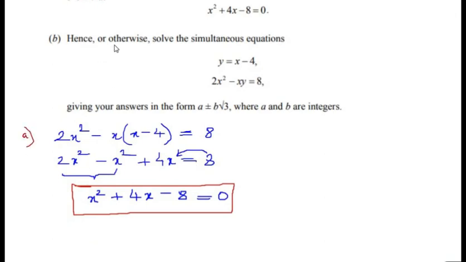Now let us look at part B. Hence or otherwise, solve the simultaneous equations y equals x minus 4 and 2x square minus xy equals 8, giving your answers in the form a plus or minus b radical 3. So they want us to get the answer in the form of a surd, and we need to find the values of a and b.